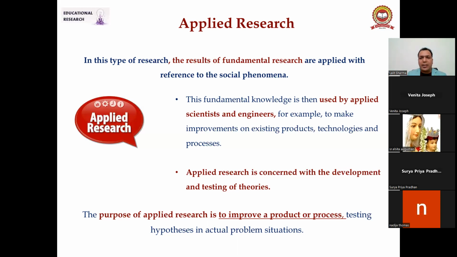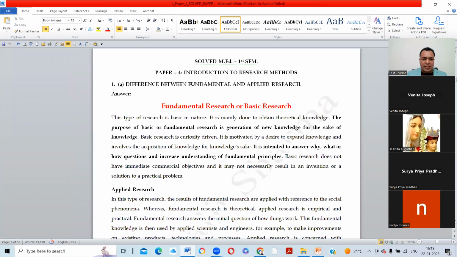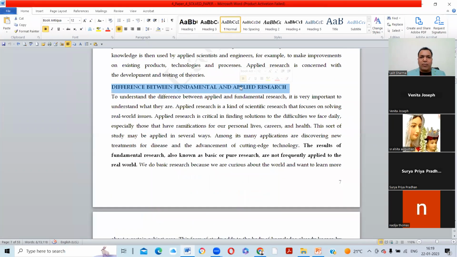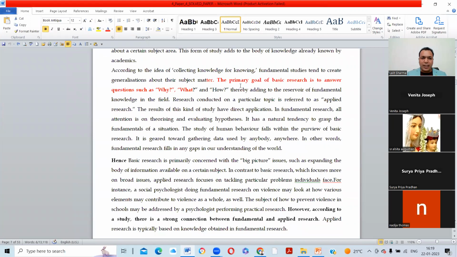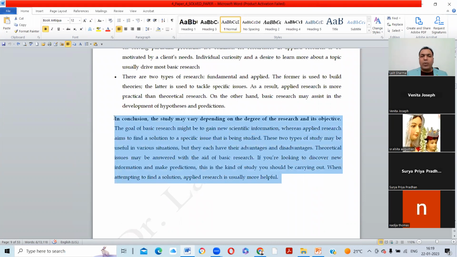This fundamental knowledge is then used by applied scientists and engineers, for example, to make improvements on existing products, technologies and processes. Suppose a new phone has come in the market and the phone has some problems. After getting the knowledge and reading all things, with the help of applied research, we improve that product. This is applied research, guys. So we go back to the word file. This is fundamental research or basic research. Then you have to make the heading of difference between fundamental and applied research. And lastly, guys, this is a very, very important conclusion.